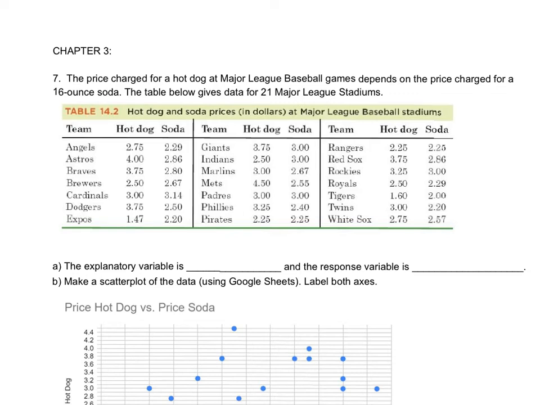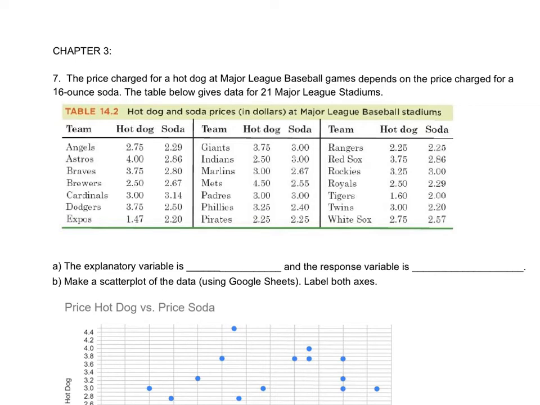In the chapter 3 part of the review, we're going to take a look at correlation, scatter plots, and linear regressions. So in our first question, we have that the price charged for a hot dog at a Major League Baseball game depends on the price charged for a 16-ounce soda. The table below gives data for 21 Major League stadiums.